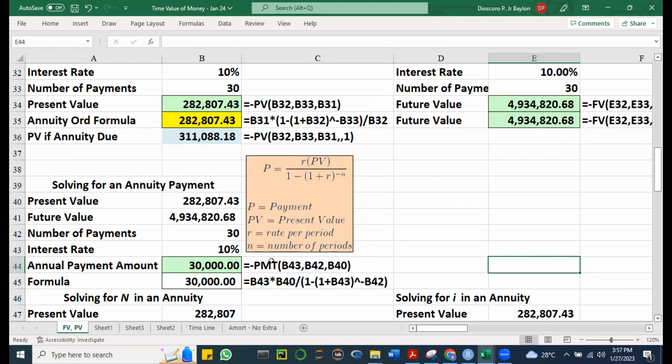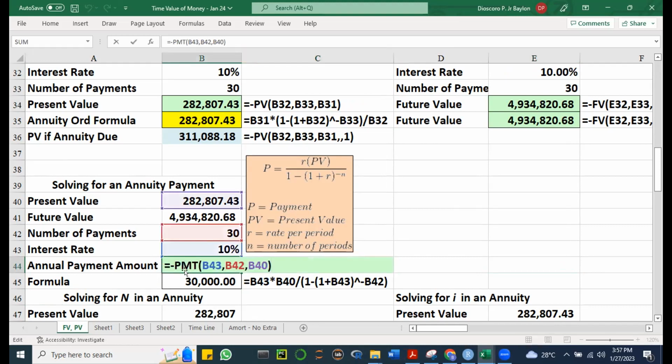So we have here PMT. When you're looking for the annuity, we use the function PMT. The syntax is the rate, that's 10%, then N per is 30, and then PV is 282. Then there's this FV here, which we should not use, because 4934 million and 282 are just equivalent cash flows. They're not different cash flows. They are equivalent cash flows.